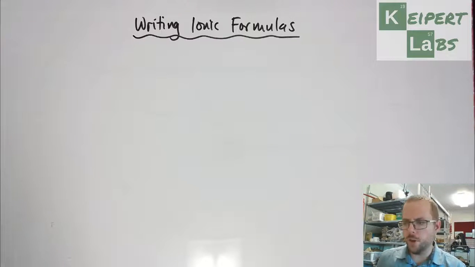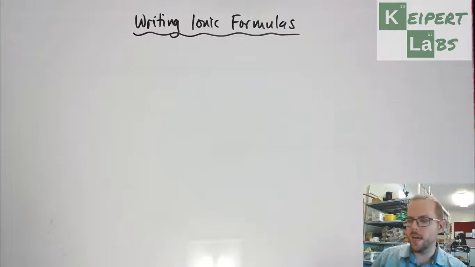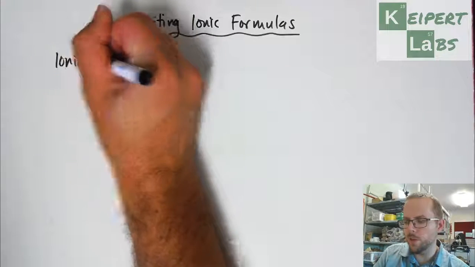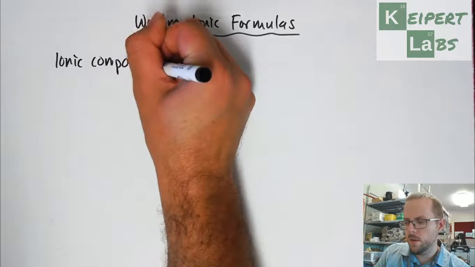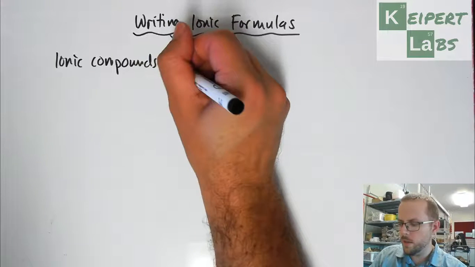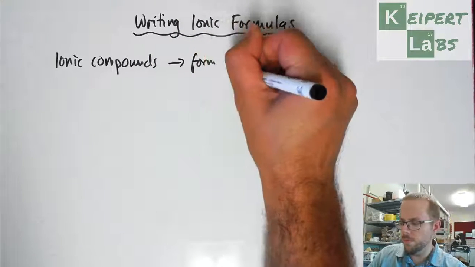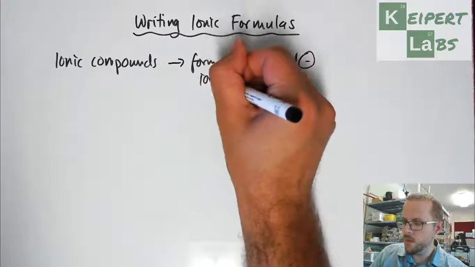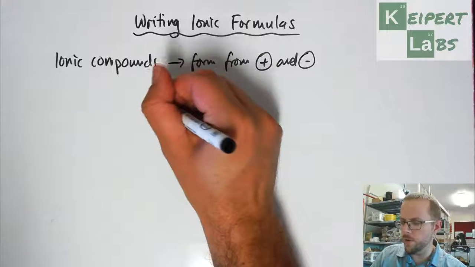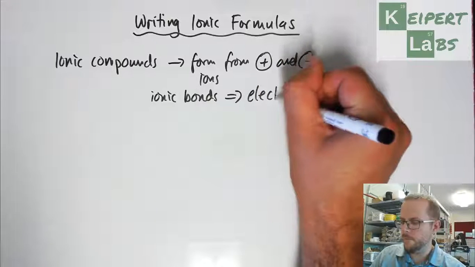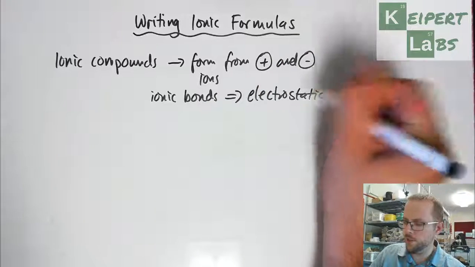In our video today we're going to be looking at how we write ionic formulas, when we're looking at ionic compounds. In our previous video where we talked about ionic bonding, we introduced this idea that some compounds are ionic, so they form from positive and negative ions. And then we've got ionic bonds, also known as electrostatic forces of attraction.